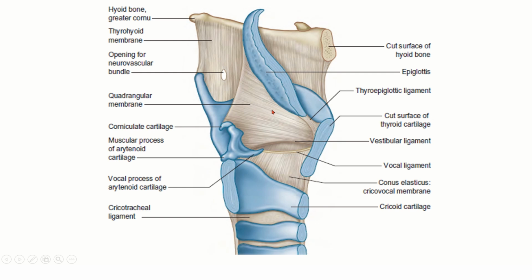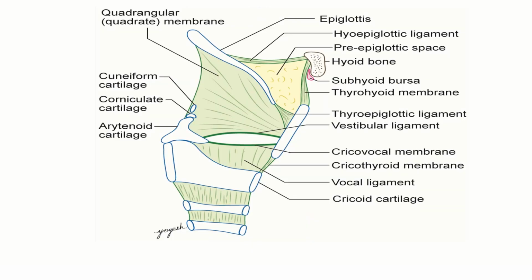There is the lower border of the quadrangular membrane. You can see the thyroepiglottic ligament. You can see the thyrohyoid membrane. Here you can see the hyoepiglottic ligament between the anterior surface of the epiglottis and the hyoid bone. You can see the thyroepiglottic ligament attaching the lower end of the epiglottis to the thyroid lamina. You can see the cuneiform cartilage and corniculate cartilage.